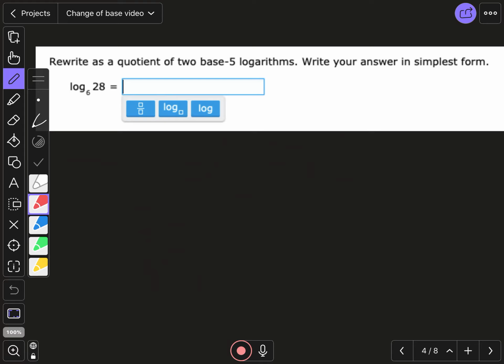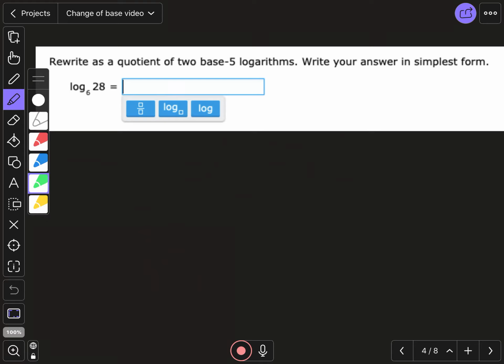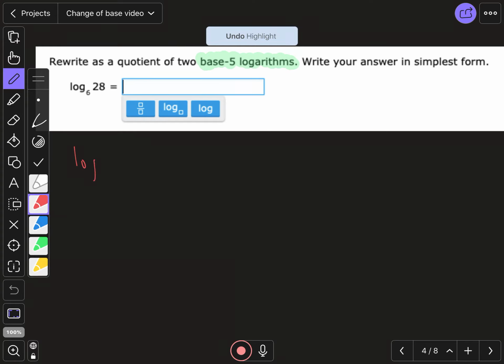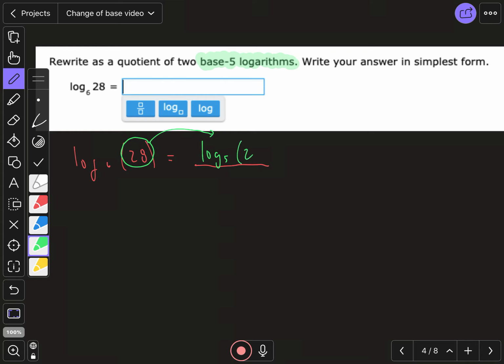So here, again, be careful about the instructions. So here they want us to write this as a quotient of 2 base 5 logarithms. So instead of using the common log button, they want us to use the base 5. But again, log base 6 of 28. So the change of base formula tells us that we need to write that as a fraction. And since it wants us to do log base 5, we're going to do log base 5 of, and so again, the big number here, the argument, will go to the top. When I say big, I mean physically larger, not numerically larger.